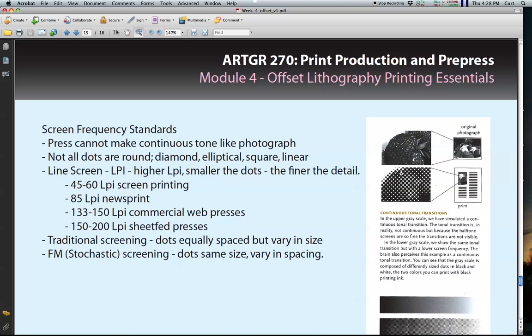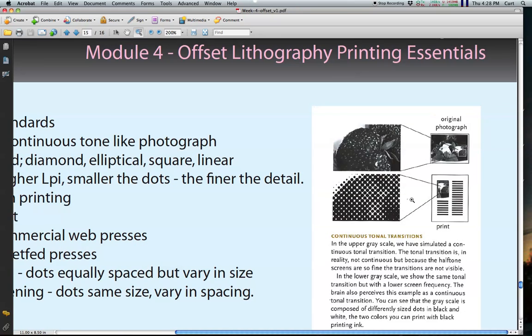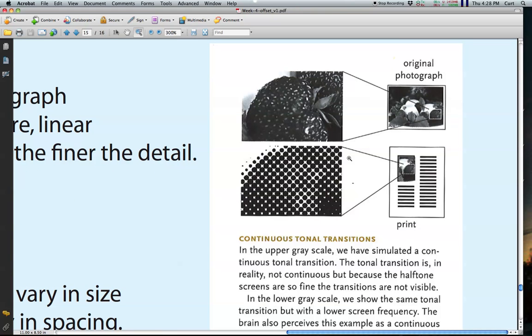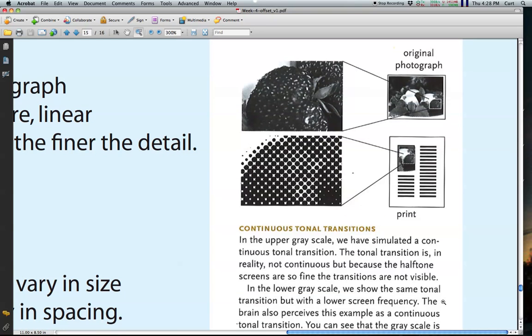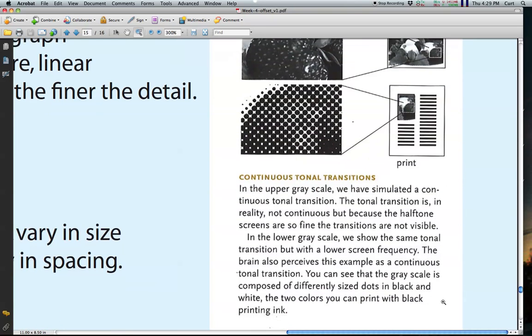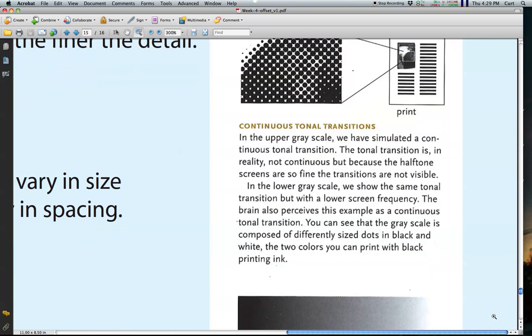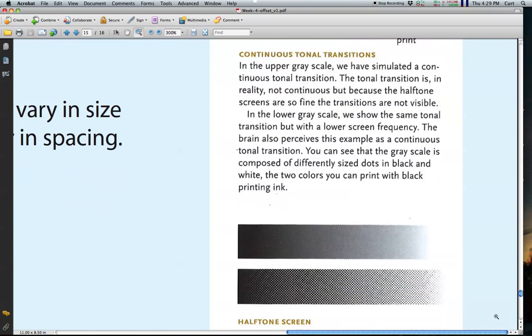So we're just going to zoom in a little closer here, and it's just more examples of looking at a photograph and then changing it to halftone dots. That is the way it is done, and I really expect you to learn that.